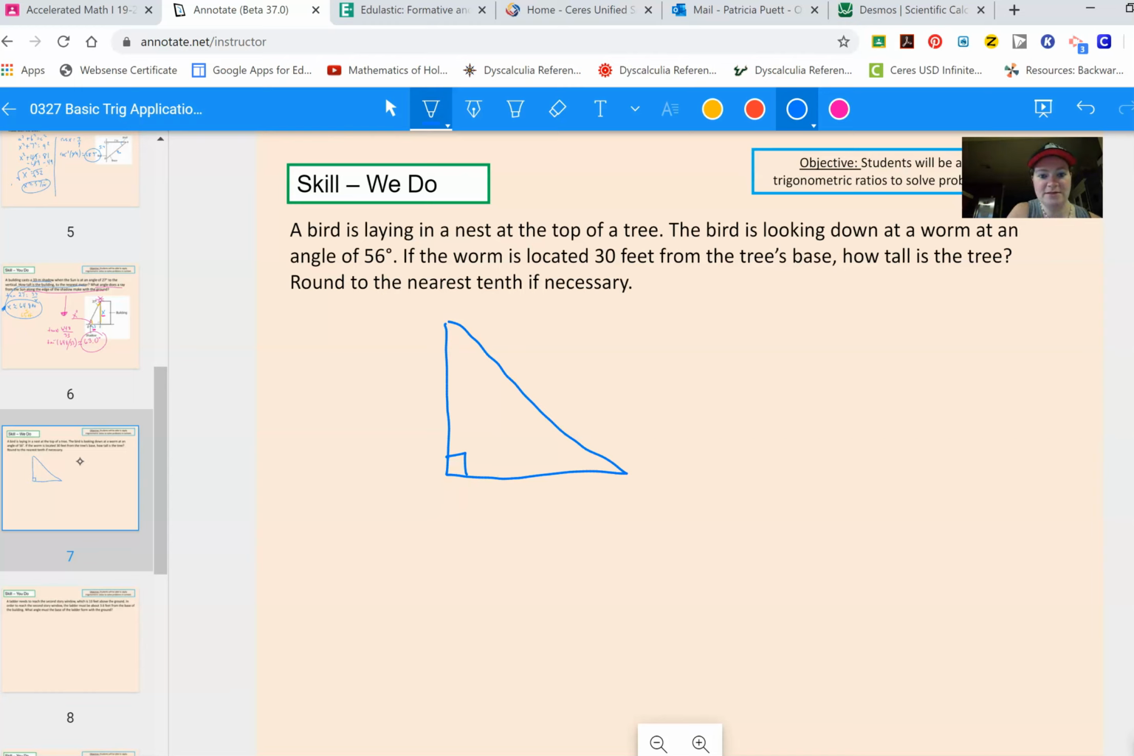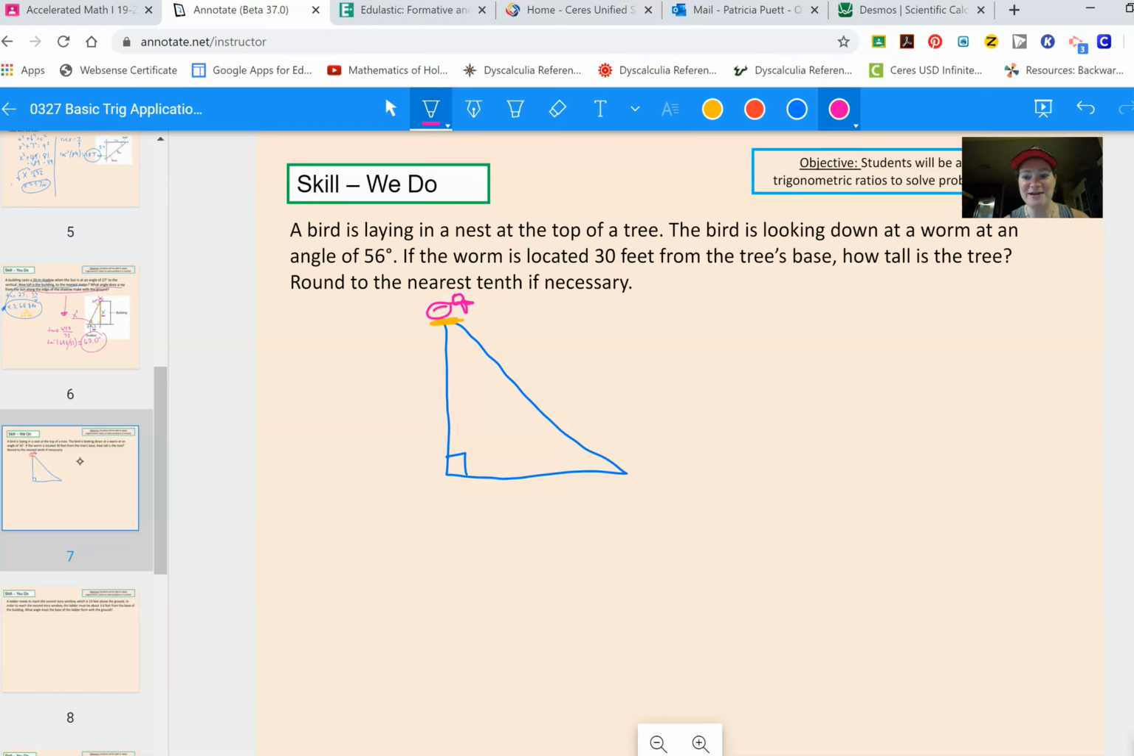So a bird is laying in a nest at the top of a tree. Please do not criticize my skills, but here's my little nest right here. And then here we got a bird. Got a little beak. There's a cute little bird. Okay, so we got a bird that's laying in the nest at the top of a tree.